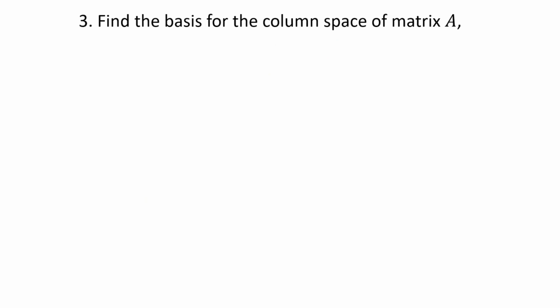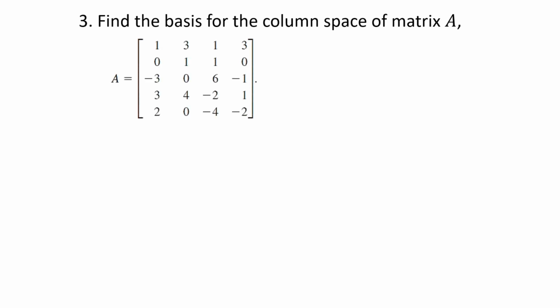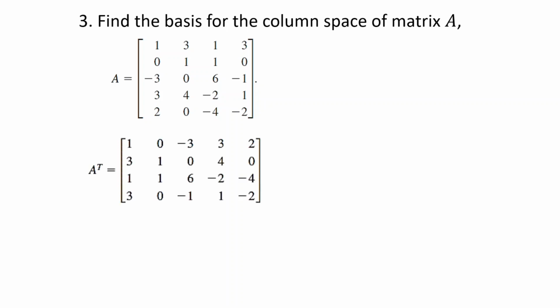Now this time, let us find the basis for the column space of matrix A. Note that the column space of A is equal to the row space of the transpose of A. So we write the transpose of A and we get this. Recall the transpose of a matrix. And then we will apply the same technique as in the previous examples. We will write this in row echelon form.